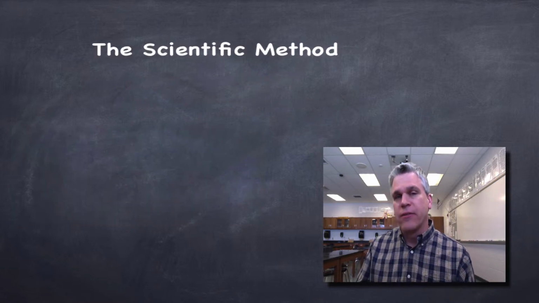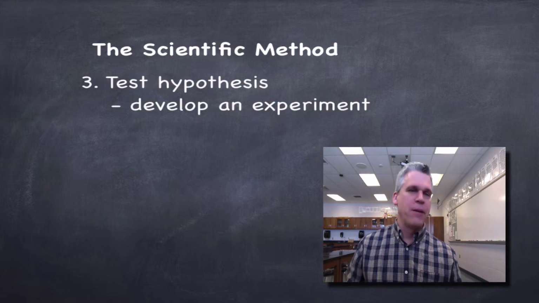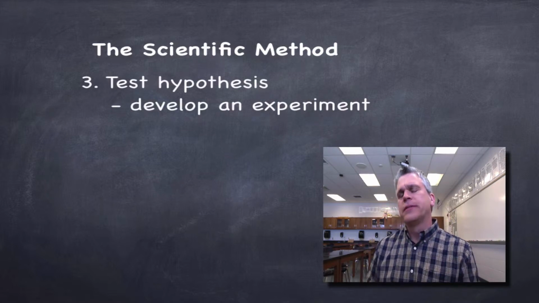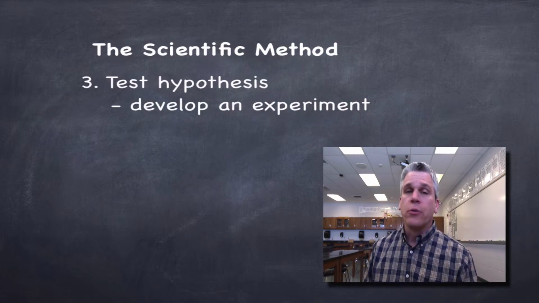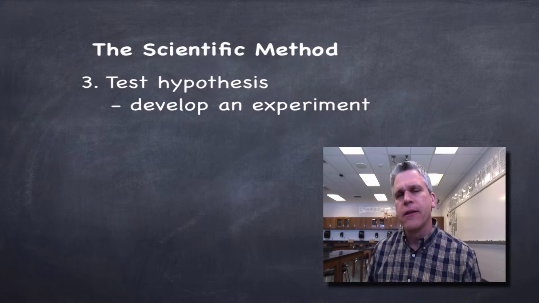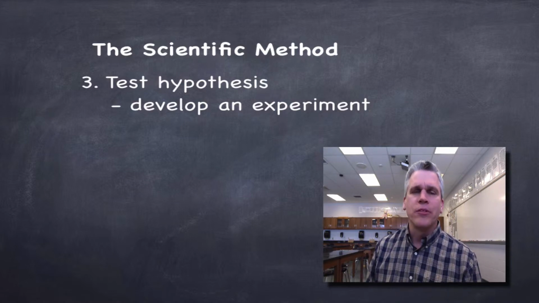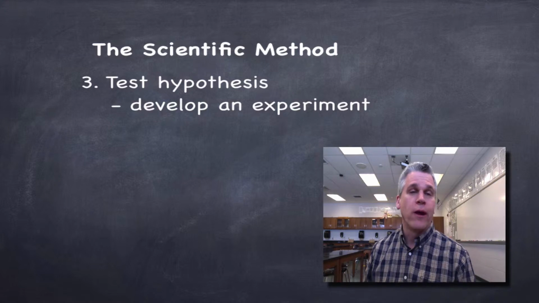How do we get this evidence? The third step then is to test that hypothesis. So you have to develop some type of an experiment. We're going to be doing controlled experiments in this class for the most part, and we'll talk more about that in another video. But you need to collect data to help support or to refute your hypothesis.